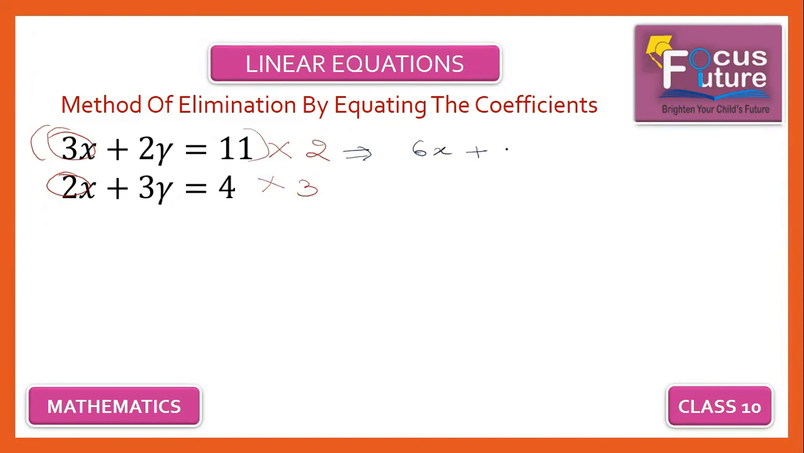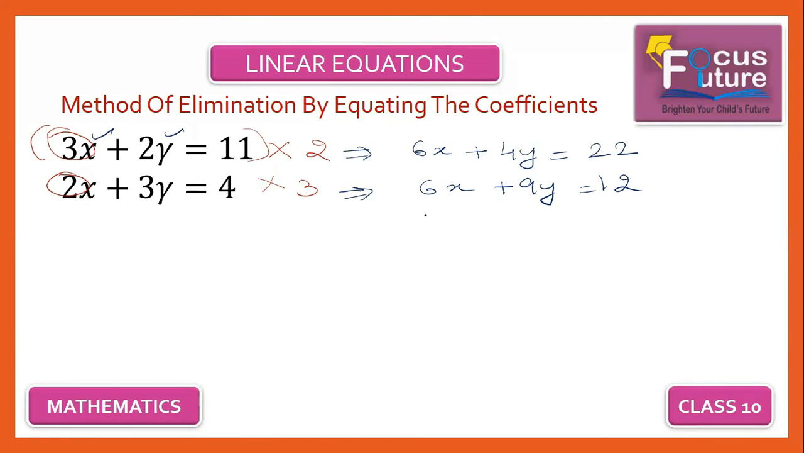6x plus 4y is equal to 22. And the second equation by 3, you would get what? 6x plus 9y is equal to 12. Sorry, 3 2s are 6. So what you have to see is how you would make any coefficient, either of x or of y, similar. If you make one coefficient similar in both equations, then you can easily solve this.